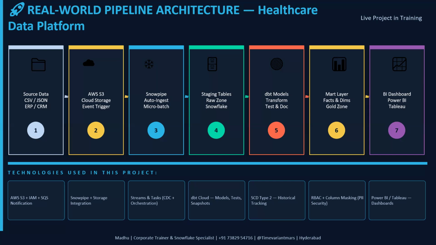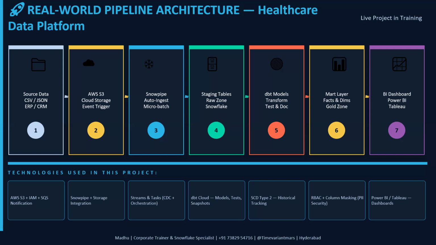So stage five. Now DBT kicks in. DBT models transform the staging data. Staging models clean and rename, intermediate models join patient demographics with diagnosis codes and insurance records, and mart models create the final facts and dimensions. While this runs, DBT is executing tests: unique patient IDs, not null on diagnosis codes, valid date ranges. Any failure stops the pipeline, you get notified, and data quality is protected automatically. Then go to the mart and gold layer. These are beautiful, clean fact and dimension tables: fact claims, dim patients, dim providers, dim diagnosis.